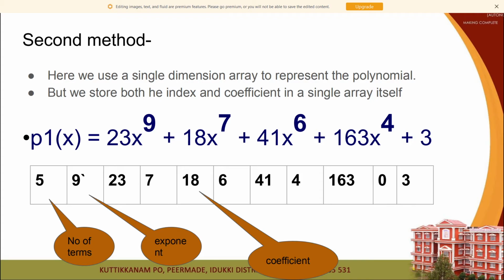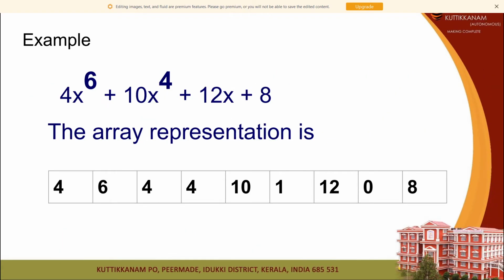Here, the 5 represents the number of terms, the 9 represents the exponent and the 23 represents the coefficient. Here, 4x^6 plus 10x^4 plus 12x plus 8, and the array representation for this polynomial expression is depicted below.